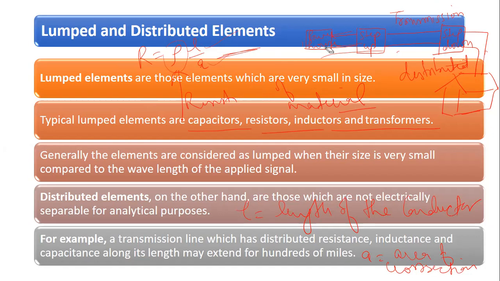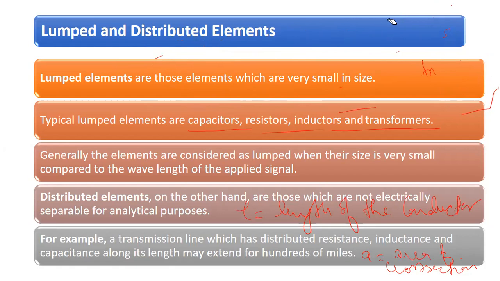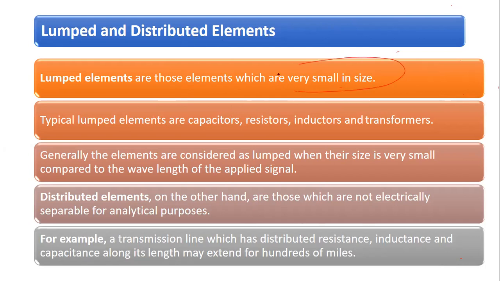There is one more way to understand this concept, and that is by comparing the size of the element with the wavelength of the signal that is being fed. एक और तरीका है इसको समझने का, वो ये है कि आप एलिमेंट के साइज को कंपेयर करें वेवलेंथ से. कौन सा वेवलेंथ? जो सिग्नल आप उस एलिमेंट को फीड कर रहे हो.